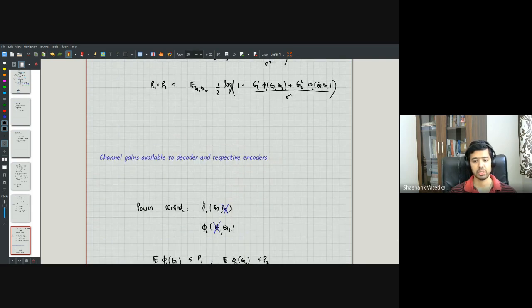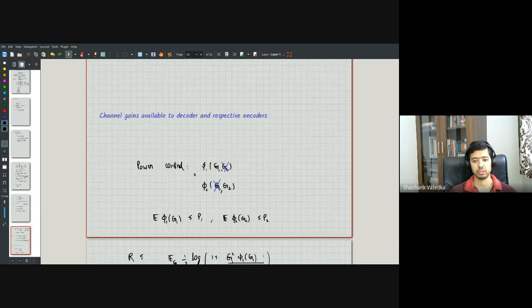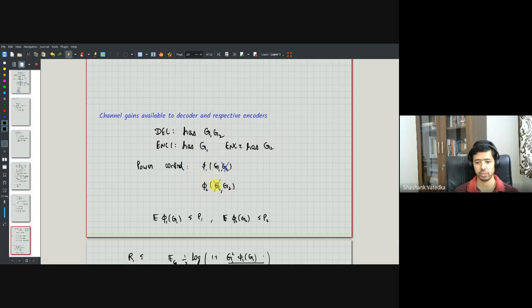Right, and similarly, if you assume that now the decoder has both G1 and G2, encoder 1 has only G1 and encoder 2 has only G2. Then now you can no longer optimize phi1 and phi2 as functions of both G1 and G2. Phi1 is a function of only G1. Phi2 is a function of only G2.